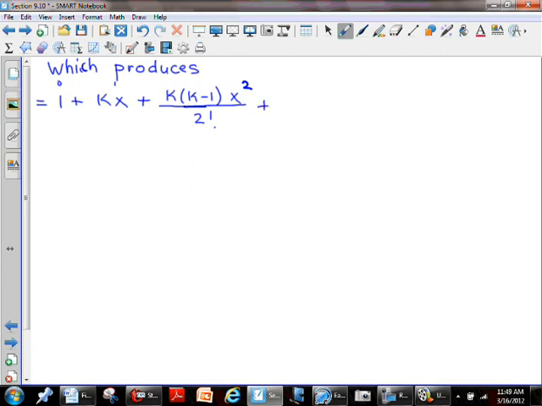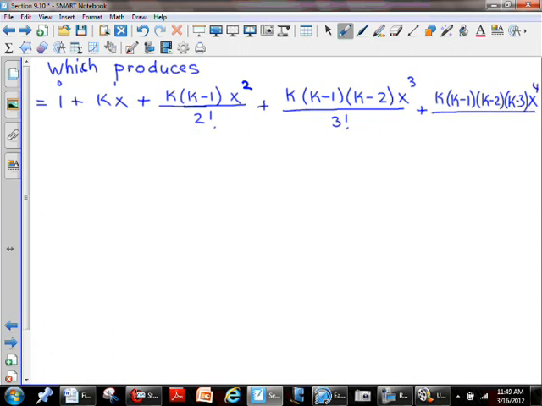Next term, k multiplied by k minus 1 multiplied by k minus 2, x cubed over 3 factorial. I'm going to go ahead and write one more term down. And that term would, of course, be k times k minus 1, k minus 2, k minus 3. Oh, goodness, am I going to make it x to the 4th, all over 4 factorial. Aren't you glad I said to write small?